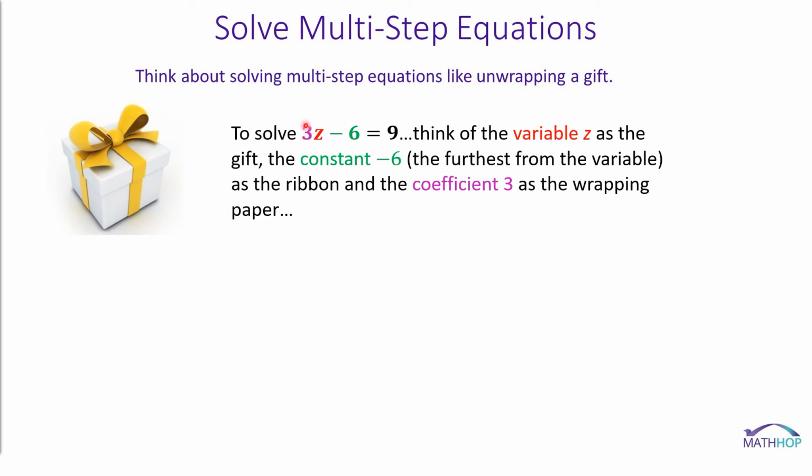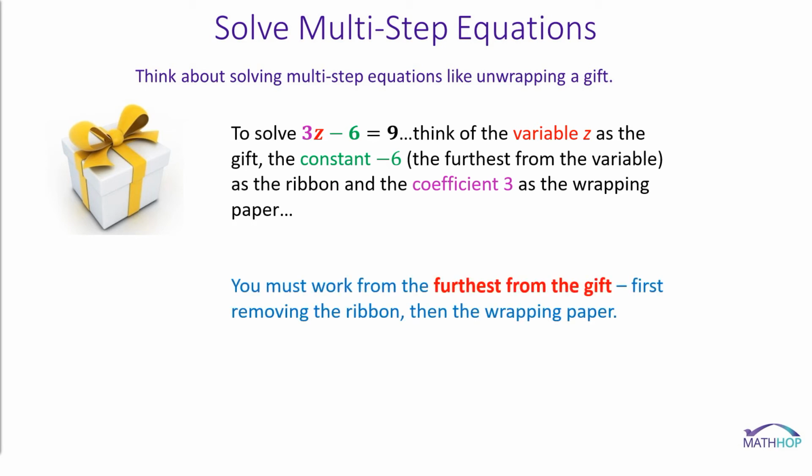I want you to think of that as the ribbon. And the coefficient, so the number that is right next to, either multiplied to or divided by the variable, you want to think of that as the wrapping paper. And so we first have to take off the ribbon and then get to the wrapping paper. So you work from the furthest thing from the gift on the inside of the box, removing the ribbon, and then the wrapping paper. So could you do it in any order you want? Yes, but it gets a little dicey.